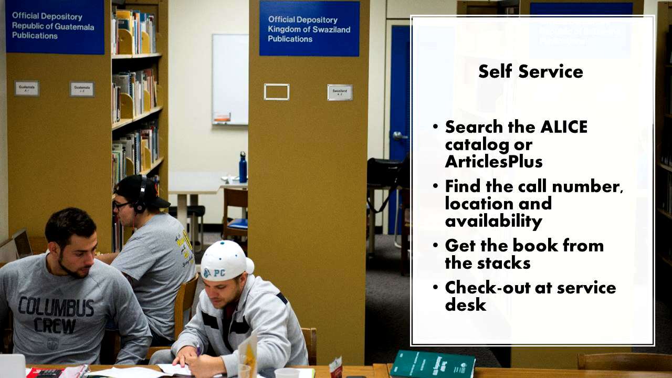The library is self-service. You start with a search of the item in the catalog or use Articles Plus. Get a call number, location, and availability. Go to the stacks on the 6th or 7th floor or any of the special collections to pick the item and then check out at the service desk.